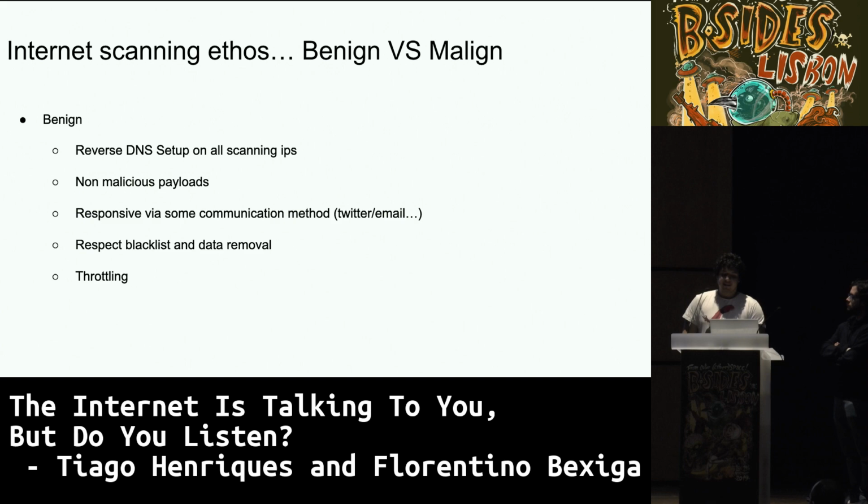If you're scanning the internet, you need to have reverse DNS set up on all your scanning IPs. You need to send non-malicious payloads, be responsive via some type of communication method, respect a blacklist and data removal, and actually do throttling if people ask you to, because we do all this, and we don't want to break the internet. We're not here to hack organizations. We're not here to do anything of that. And we expect the same type of behavior from our peers in the industry. And what happens is, if our sensors catch an actor that is failing at one of these, we will immediately tag you as malign.